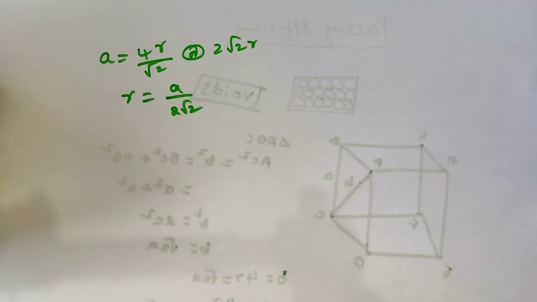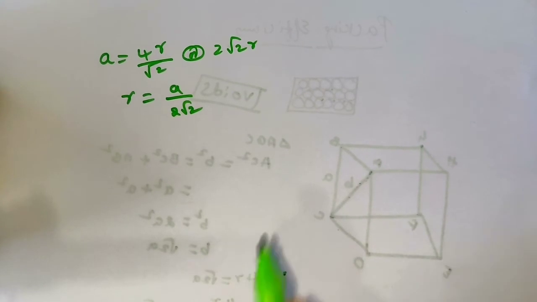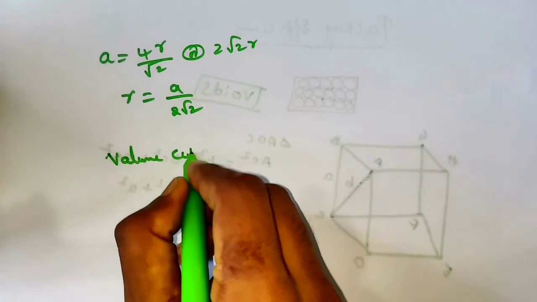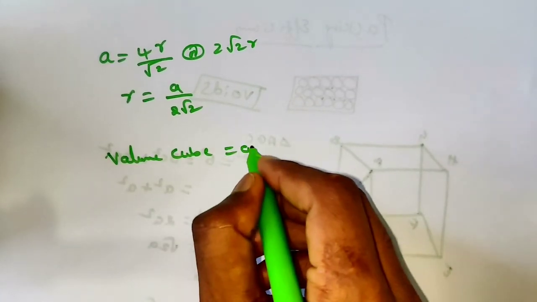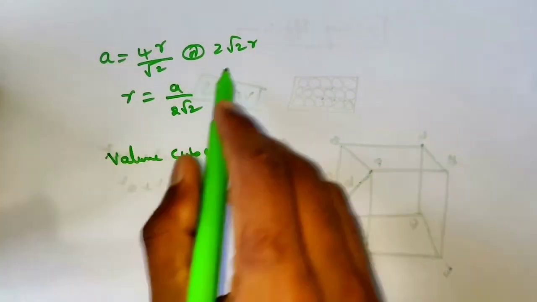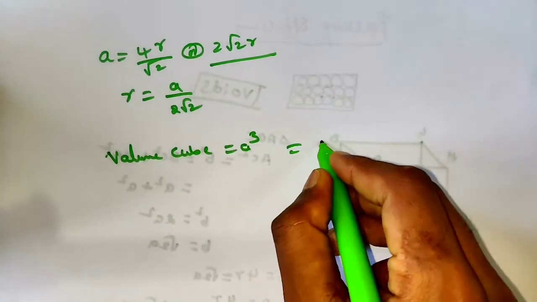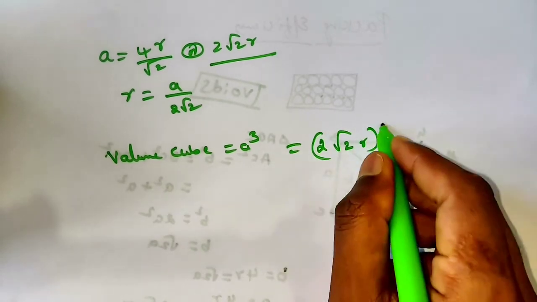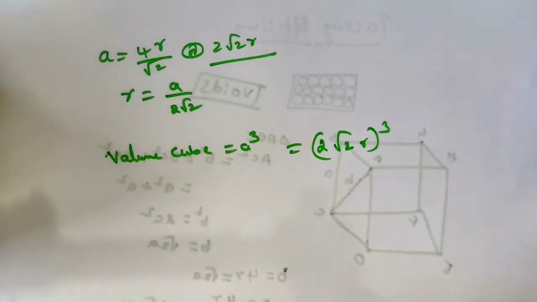What is the total volume of the unit cell? The volume of a cube is denoted by a cube. So what is a? We know a is 2 root 2 r. We can write this as 2 into root 2 r, whole cube. This is the volume of the cube, we can say.